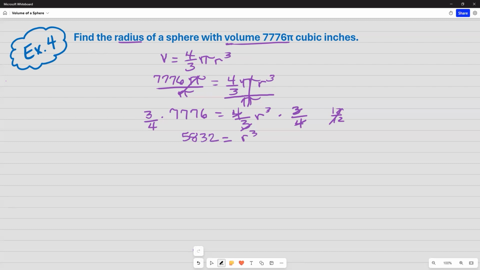But now I have r cubed. I don't want r cubed. I just want r. So the inverse of a cube is a cube root. What I do to one side, I have to do to the other. And the purpose of doing that was to get rid of this cube. So I'm just going to swap it around and write it with the variable first. So r is going to be the cube root of 5,832, which is 18 inches. That's the end of the video.